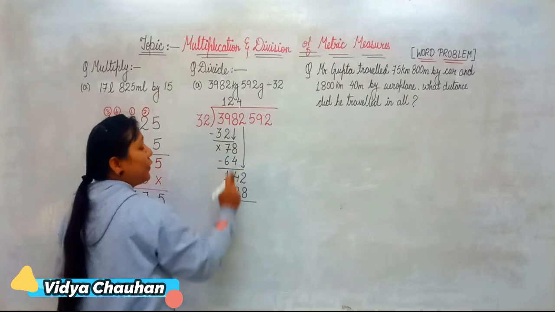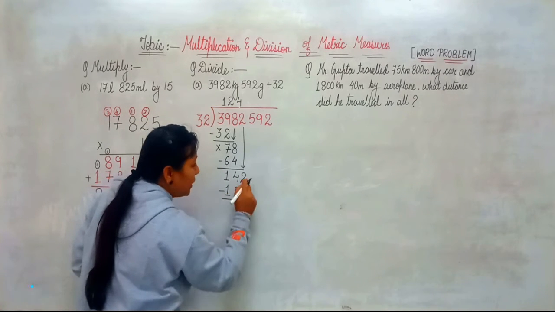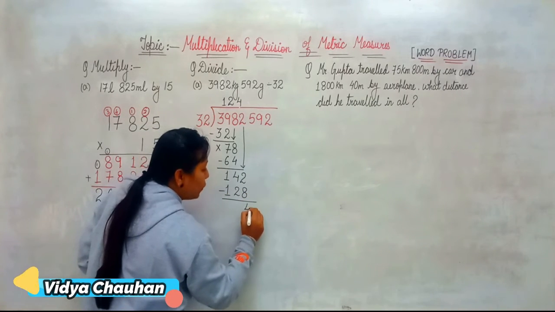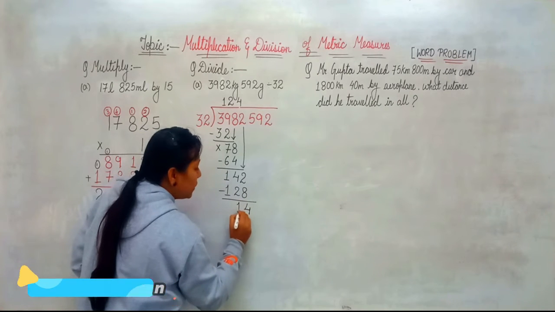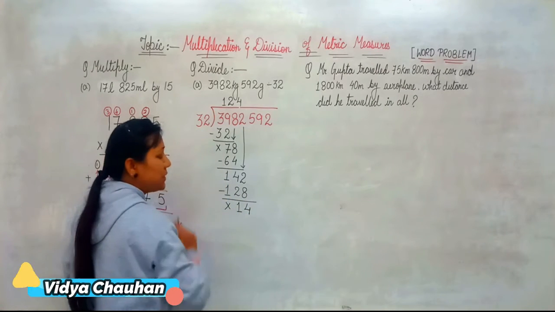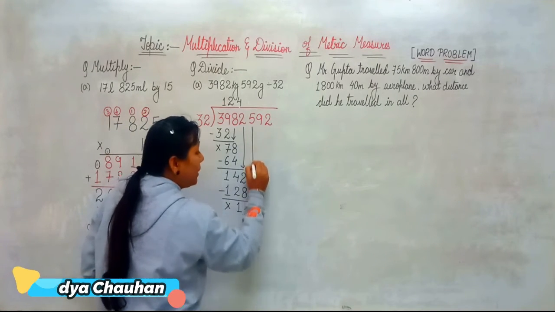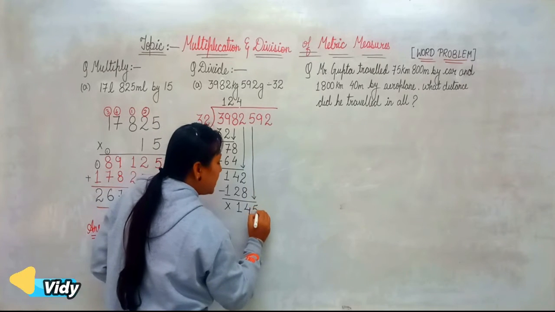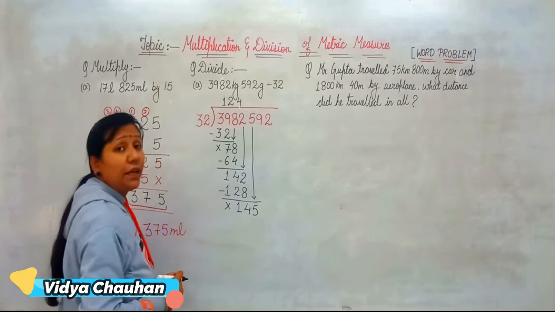So 32 4s are 128. Subtracting up here, 12 minus 8 is 4. 3 minus 1 is 2. 1 and 1 is 0.